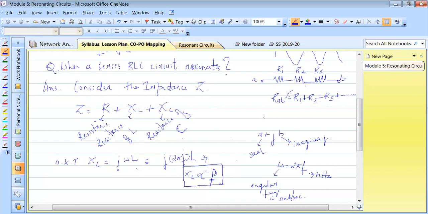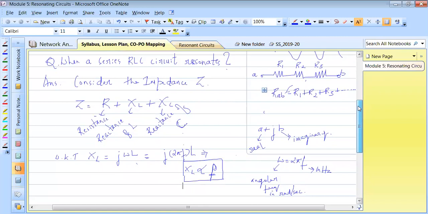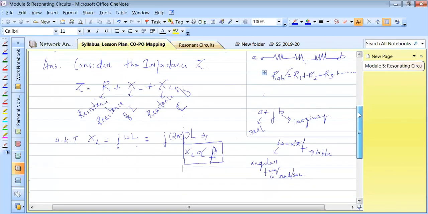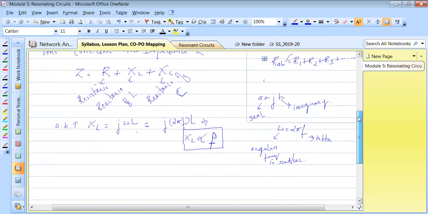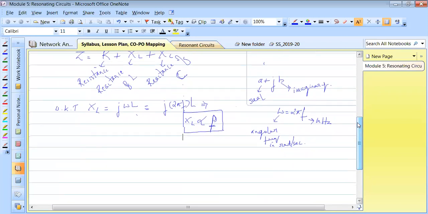We are trying to answer this question: when would a series RLC circuit resonate? To explain that, we have considered the impedance, and in impedance we are considering the reactance part, because impedance is resistance plus the reactance part. Similarly, suppose we have to write the reactive part of the capacitor.